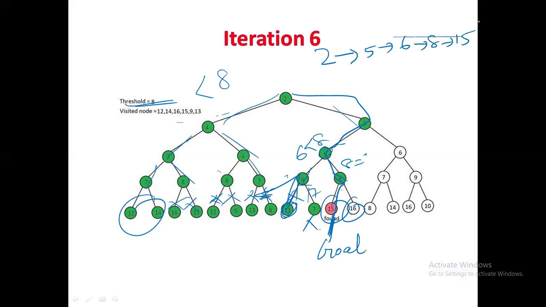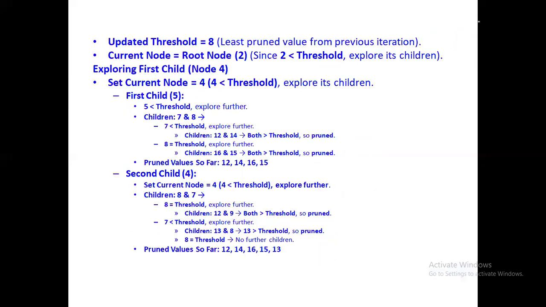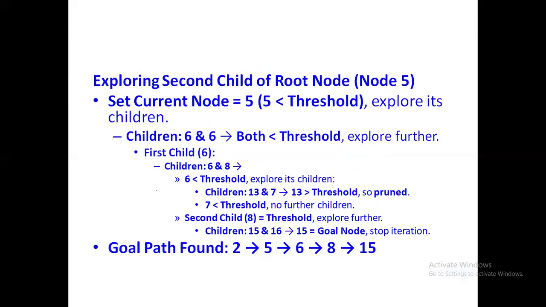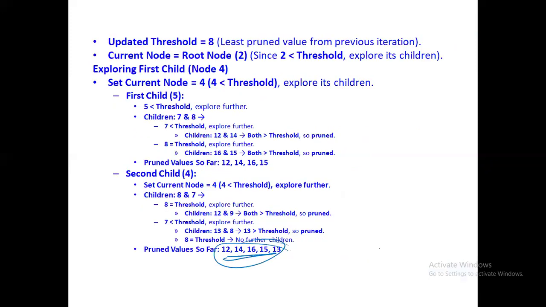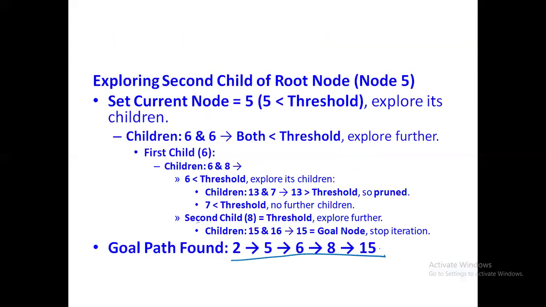Very easy algorithm to understand. Hope everyone understands. So this is the last slide content, the last iteration content. Here the pruned values are 12, 14, 16, 15 and 13. And the final value, the goal path, exploring the second child. And what is the final value? 2, 5, 6, 9. So this also you can keep, and here you write it.